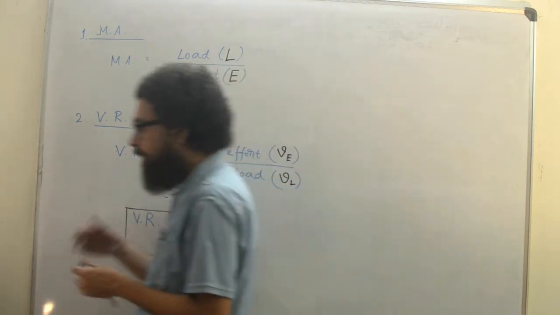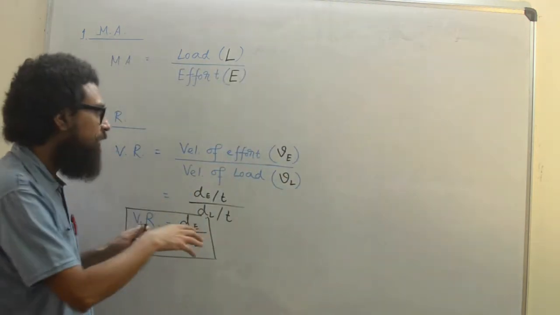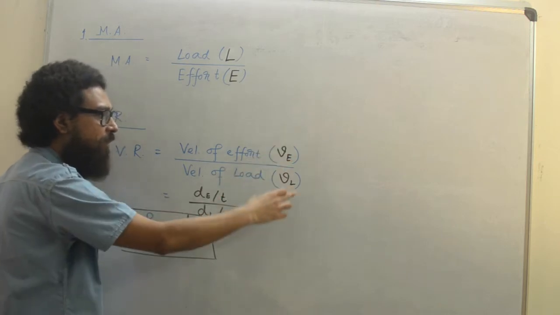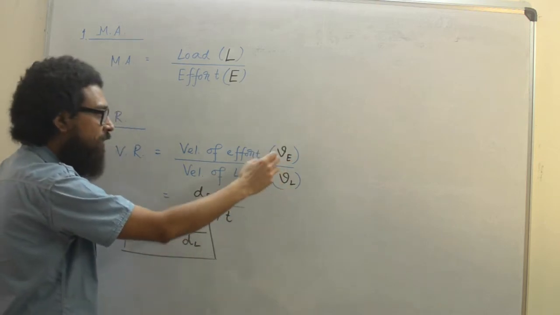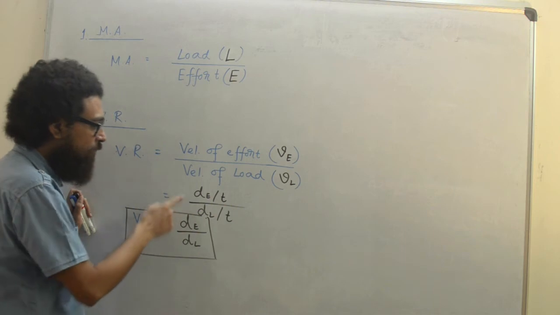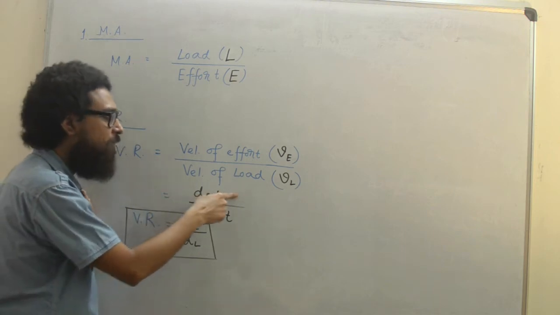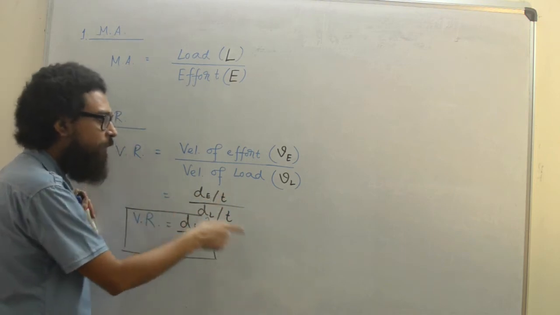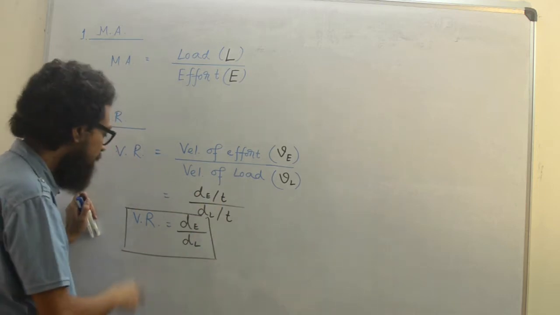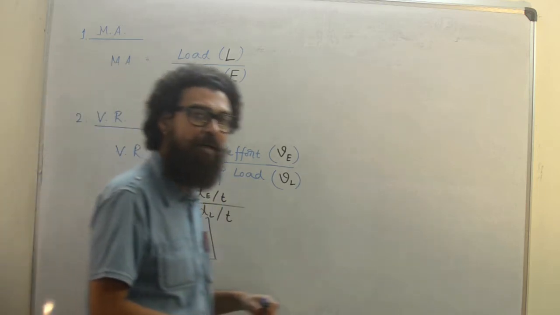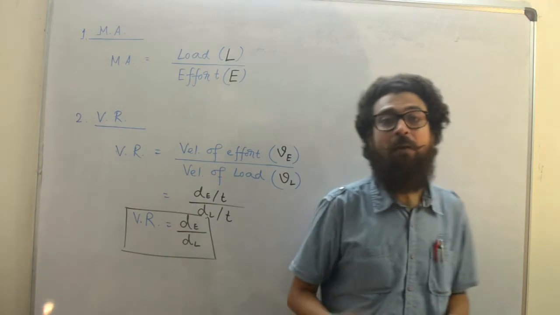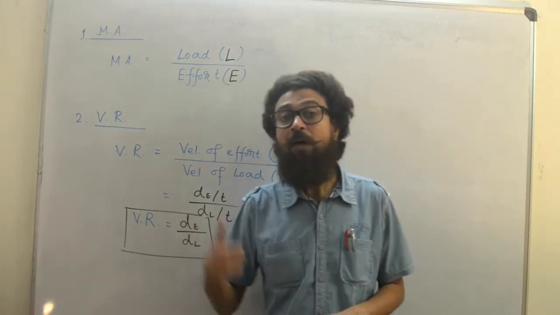But there is a bit more you can understand, we are deriving it. So velocity of effort is VE, velocity of load is VL, and velocity is displacement by time. So you write displacement of effort by time, displacement of load by time. So eventually time will get cancelled. So velocity ratio can also be defined as displacement of effort by displacement of load.